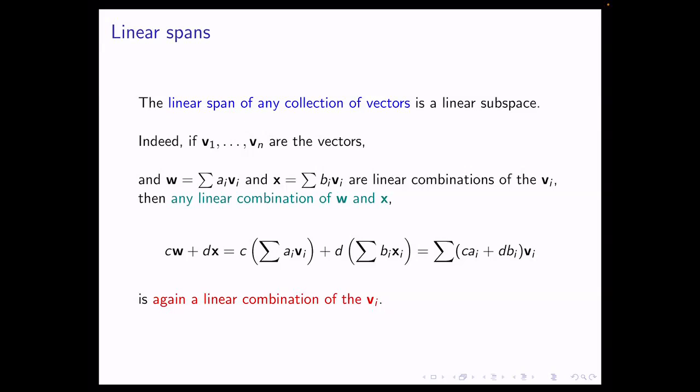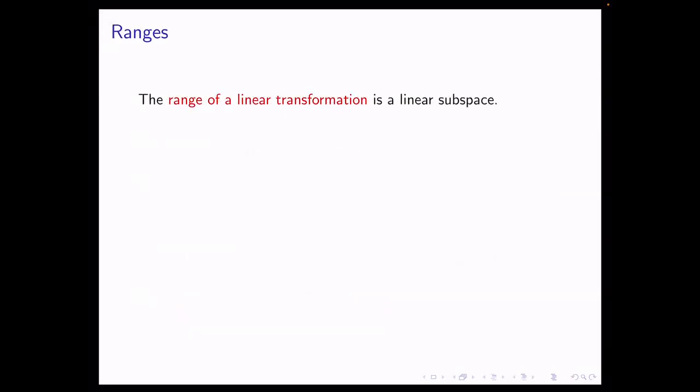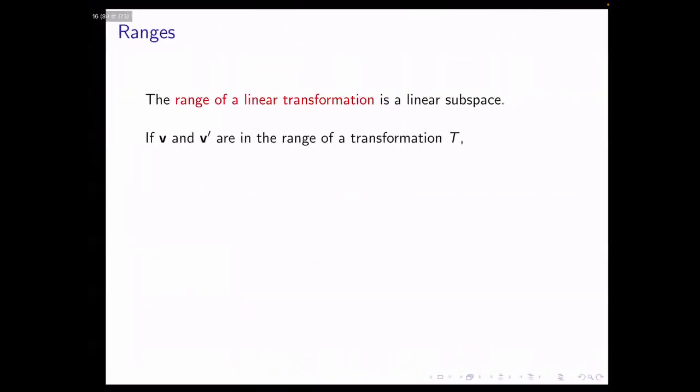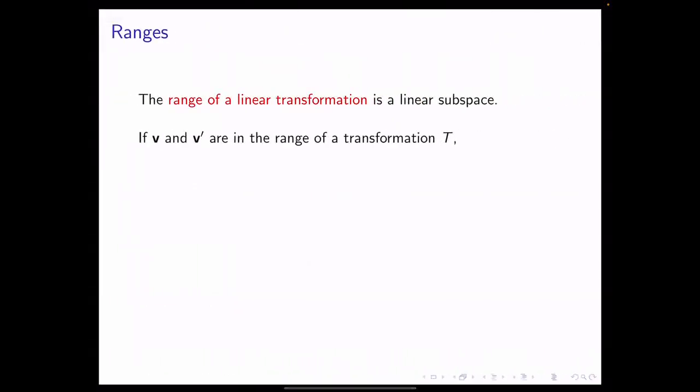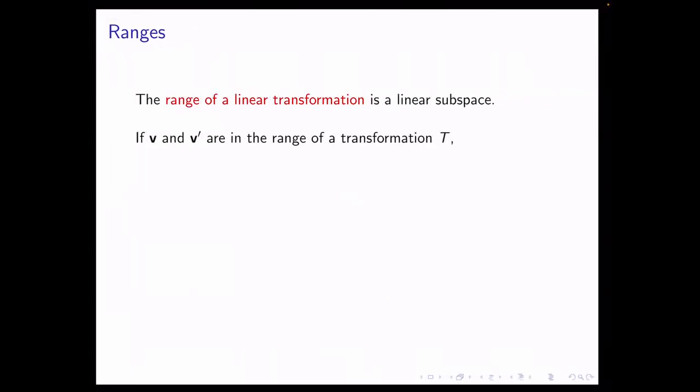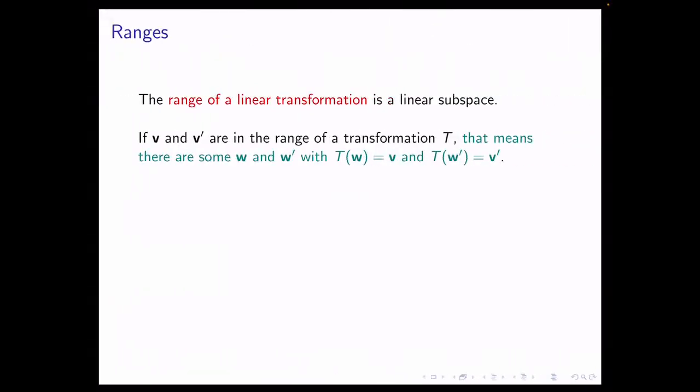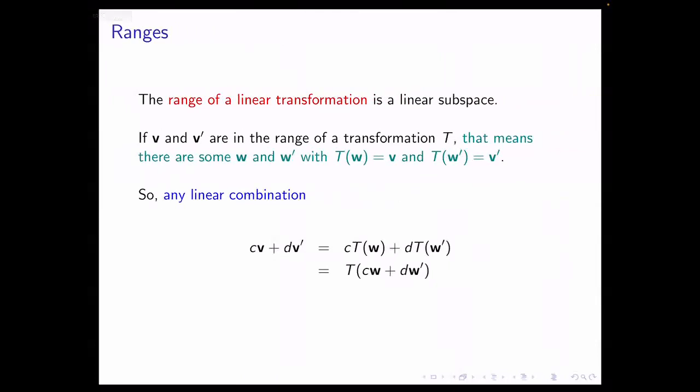Now let's talk about ranges. The range of a linear transformation is a linear subspace. Take two vectors v and v prime, which are in the range of transformation T, which means that there are some w and w prime with T of w equals v and T of w prime equals v prime. Thus, any linear combination of these two vectors, using the fact that T is a linear transformation, we can conclude that this linear combination is contained in the range of T.